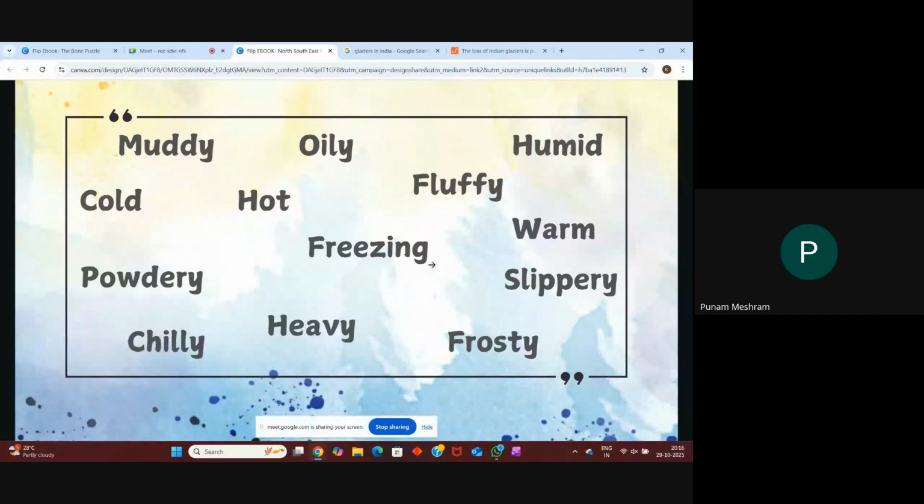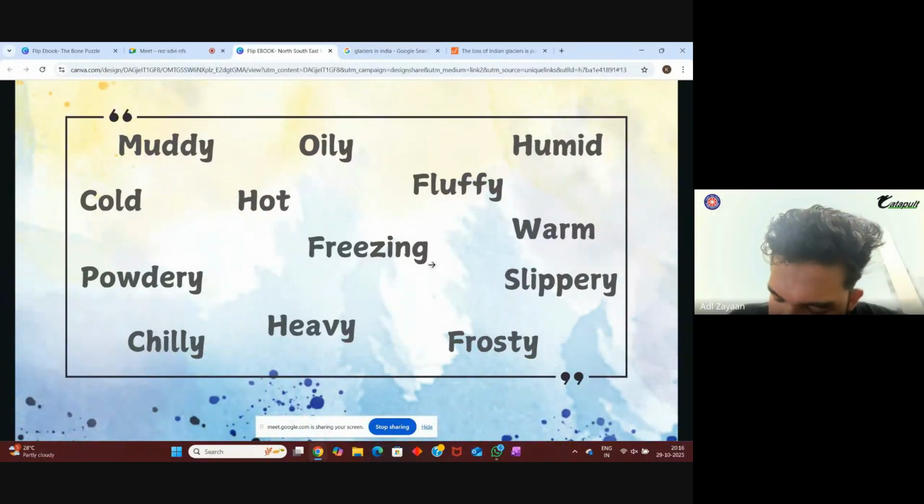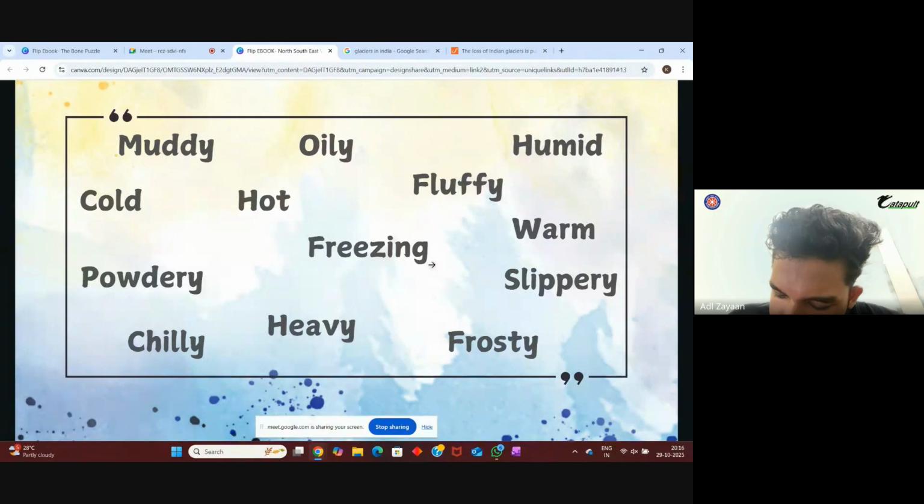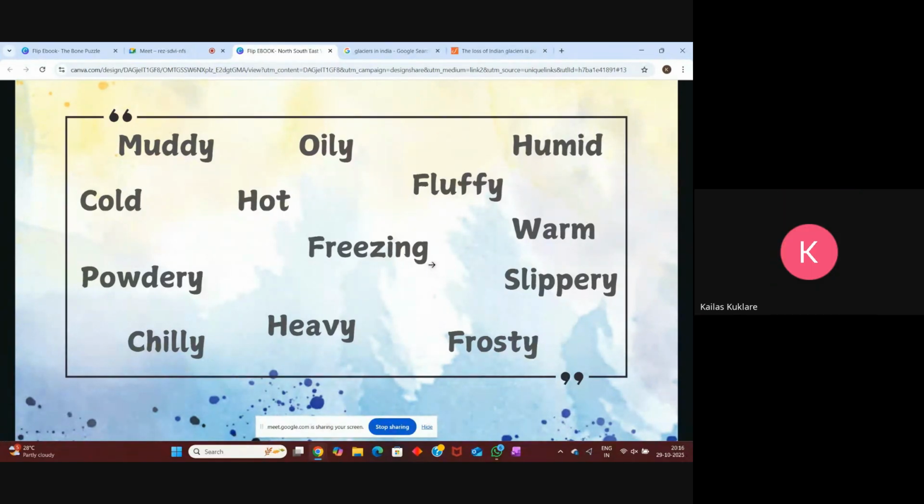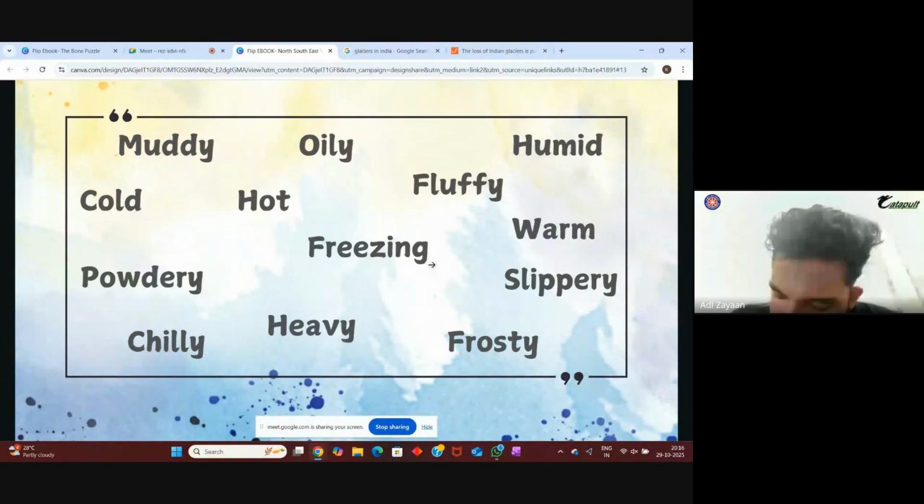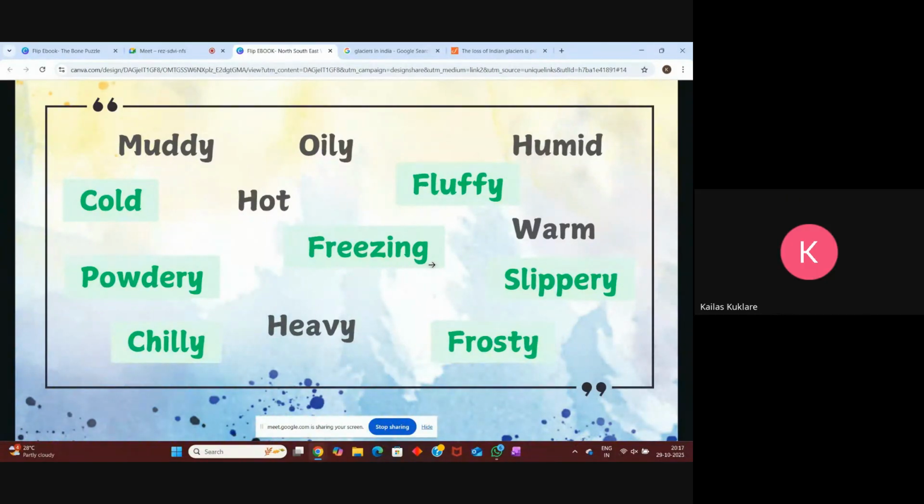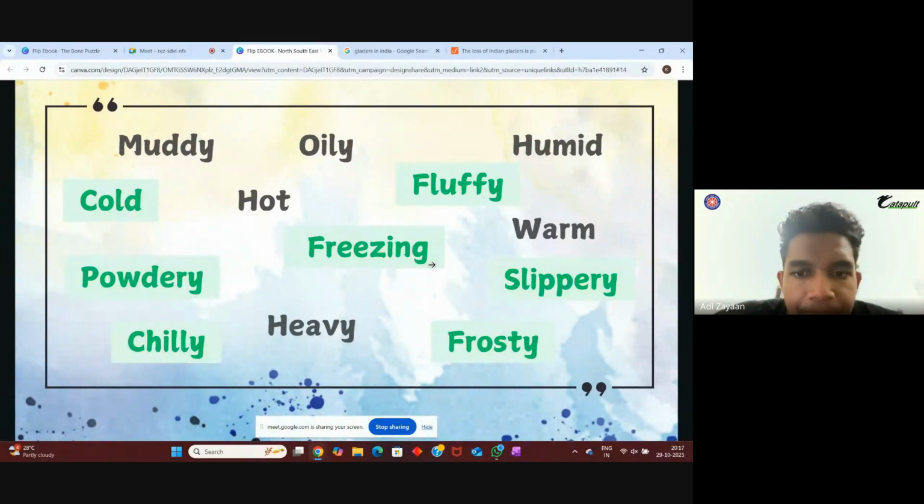Fluffy is there. Freezing is cold. Frosty. Slippery will be there, right? Ice is slippery. So slippery is there. Powdery will be there. Snow is like powder, so powdery will be there. Okay, we discussed everything. Cold, fluffy, freezing, powdery, slippery, chilly, frosty. Snow is fluffy, right? Okay.